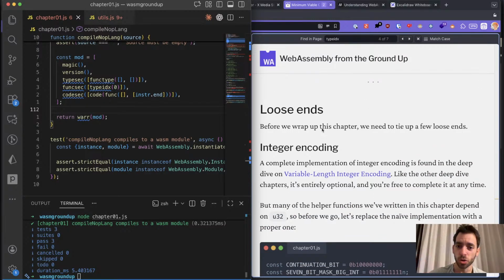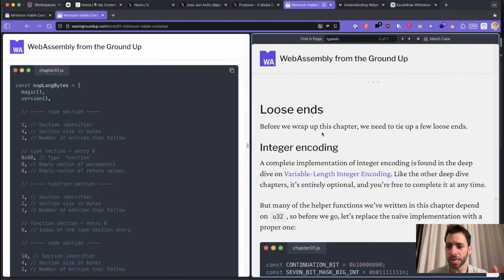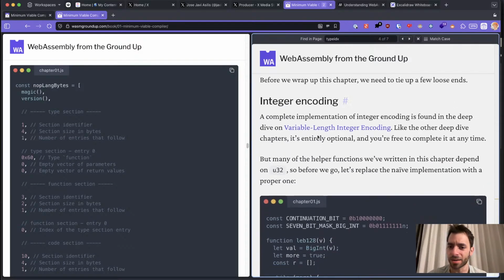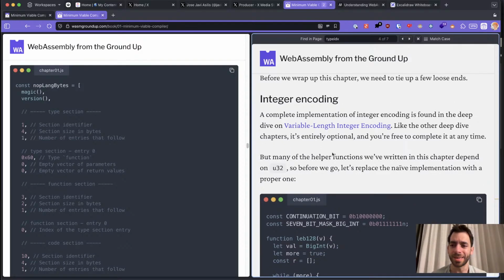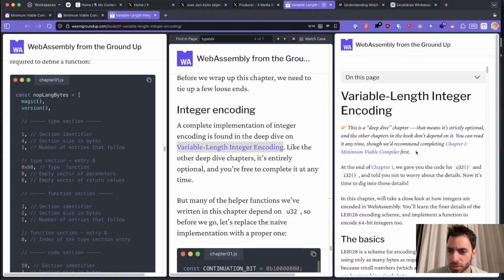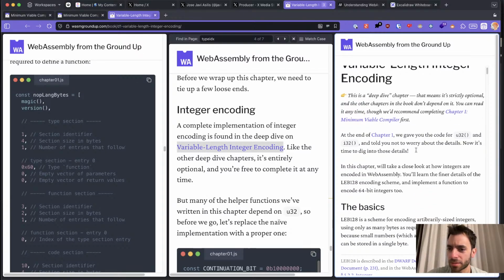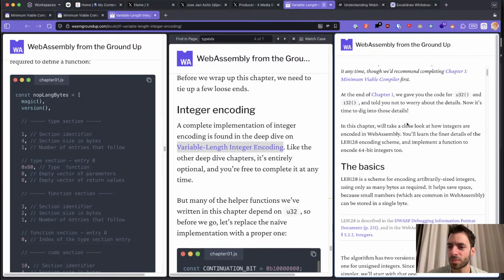Now it says loose ends. Before we wrap up this chapter, we need to tie up a few loose ends. Integer encoding: a complete implementation of integer encoding is found in the deep dive on variable length integer encoding. Apparently this is a deep dive chapter, which means it's strictly optional, and the other chapters in the book don't depend on it.